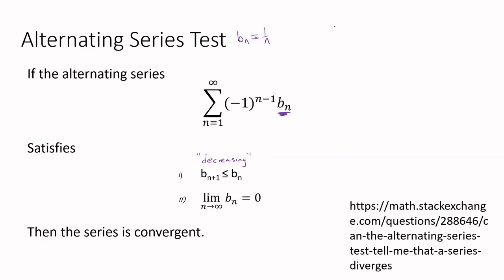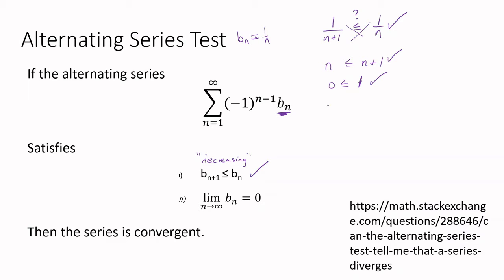So let's think about ours. We've got 1 over n. Is it true that 1 over n plus 1 is less than or equal to 1 over n? This is kind of like what we were doing in the previous section when we were trying to show the convergence test. So we can cross multiply here. n is less than or equal to n plus 1. Subtract n from both sides: 0 is less than or equal to 1. That's true, so it does work out. I have shown this is a true statement.